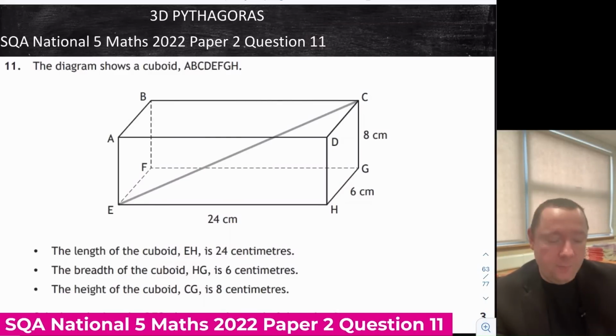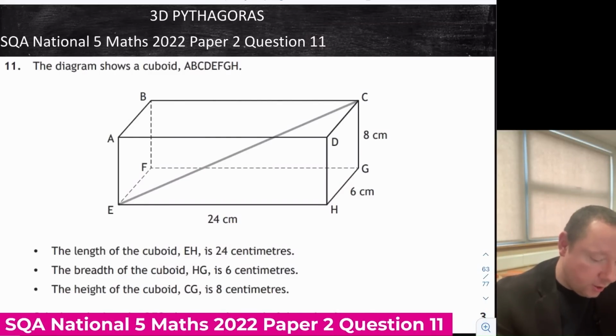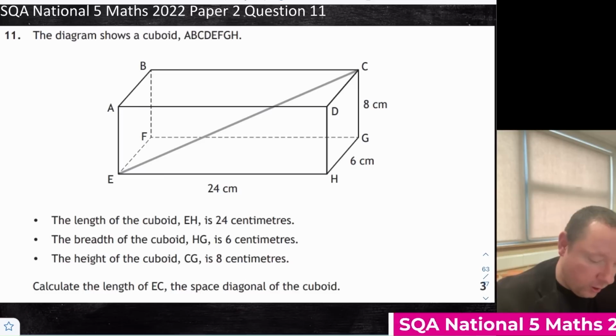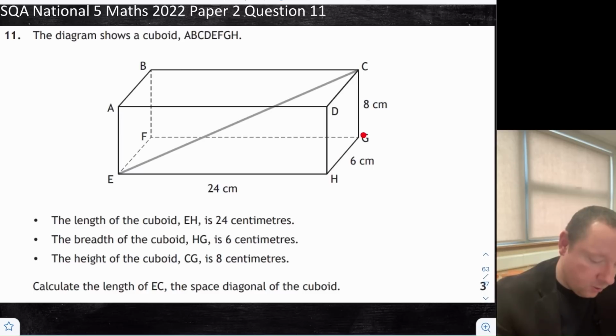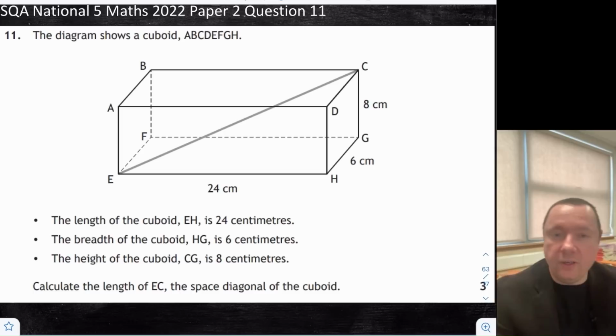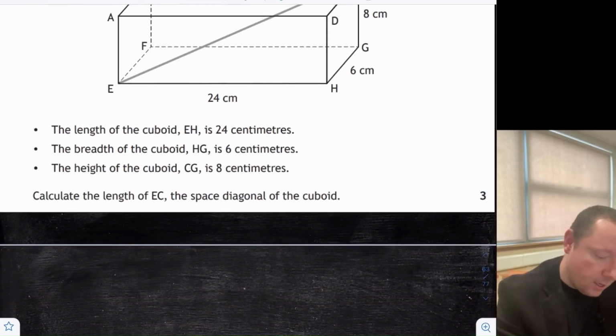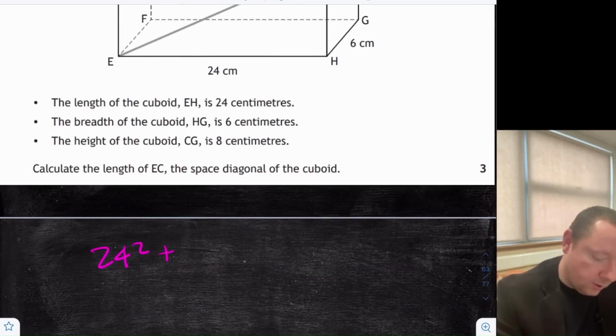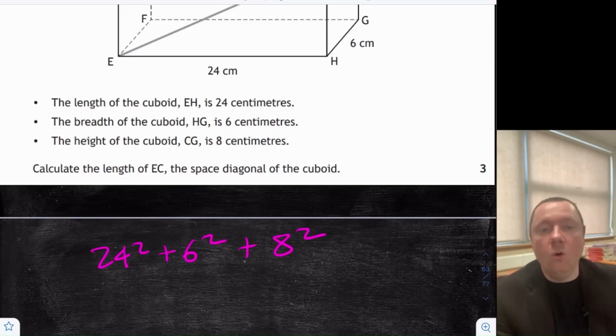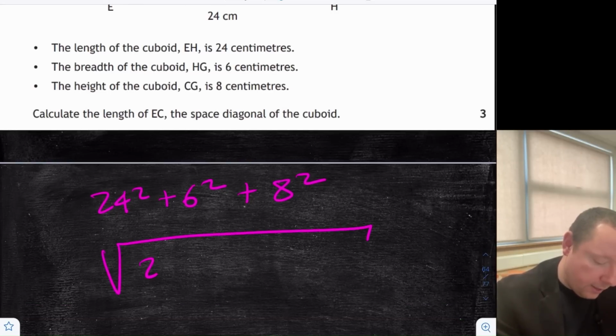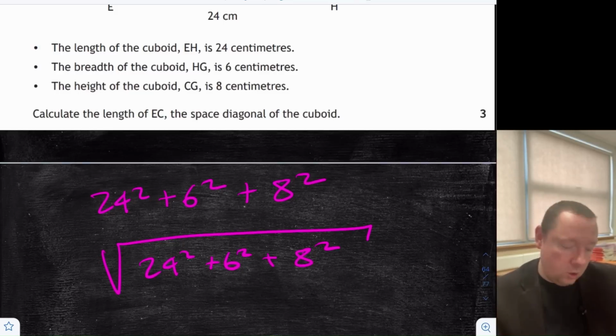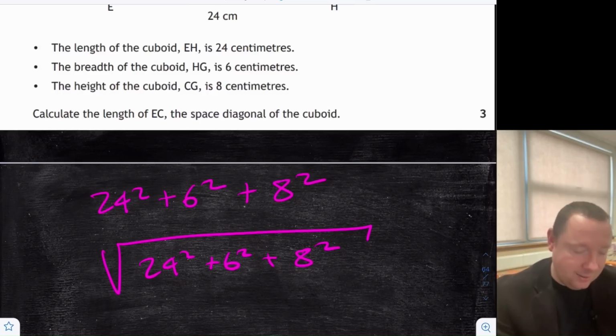SQA National 5 Maths 2022 Paper 2 Question 11, another 3D Pythagoras question, and it's telling us that the length of the cuboid is 24, the breadth is 6, so there's my length and breadth, and the height is 8. Calculate the space diagonal from front to back. So it's just 3D Pythagoras, 24 squared plus 6 squared, the base, plus the height, 8 squared. So I can write 24 squared plus 6 squared plus 8 squared all in one go. Then we do the square root of all of that, just put brackets around the sum, and you will get 26 centimetres.